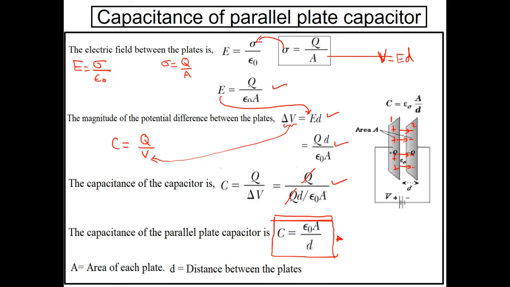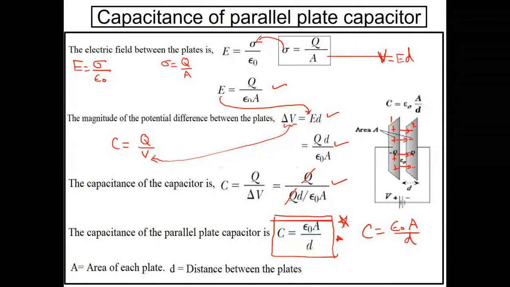So in terms of multiplication, this will go to the numerator, and this D will come to the denominator. Finally, you will get this equation as C equal to epsilon naught A over D. Clear? So this is one of the important formulas we are going to use in the numerical questions. My dear, don't forget about this rule. This rule is very, very important.